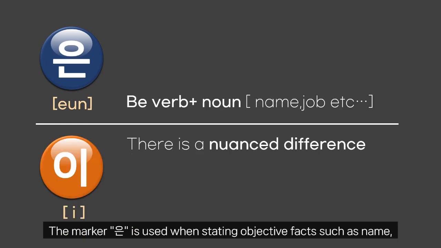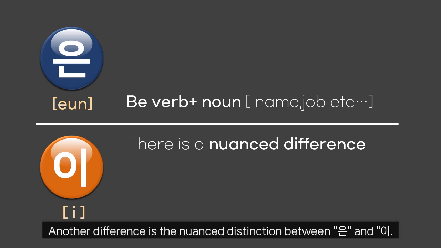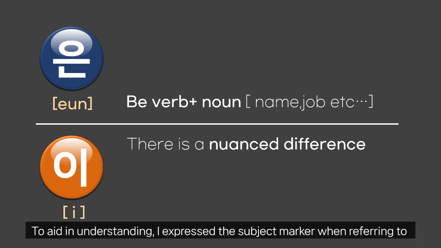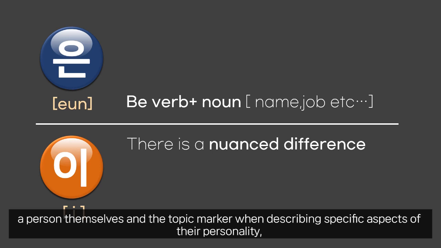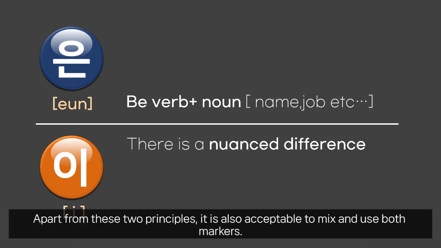The marker un is used when stating objective facts such as name, job, age, and so on, similar to how it is expressed in English. Another difference is the nuance distinction between un and e. To aid in understanding, I expressed the subject marker when referring to a person themselves and the topic marker when describing specific aspects of their personality, occupation, appearance, character, etc. Apart from these 2 principles, it is also acceptable to mix and use both markers.